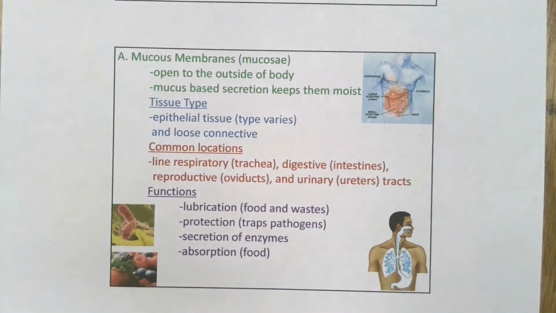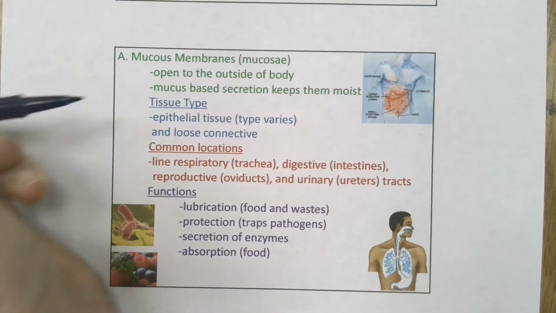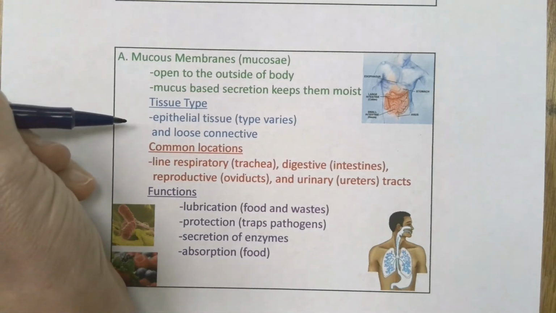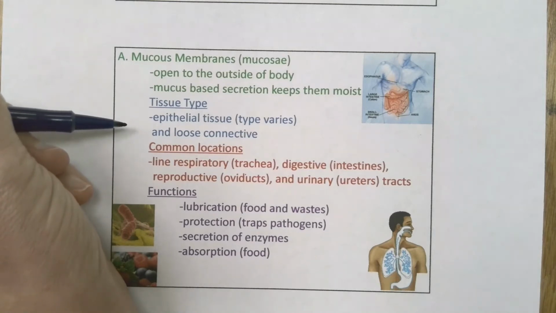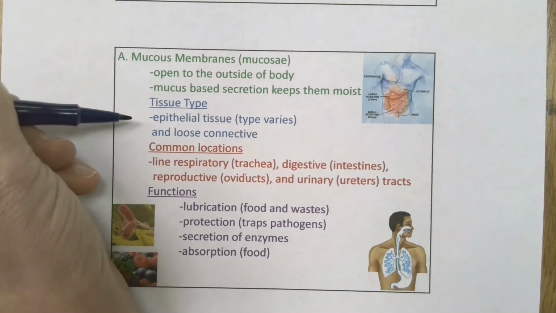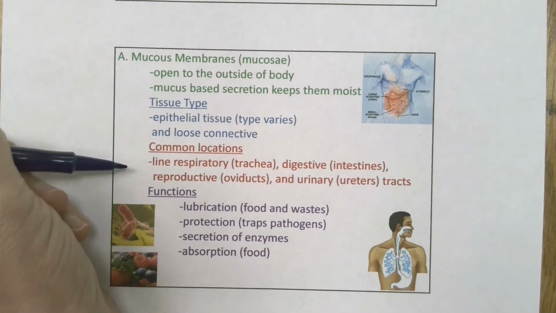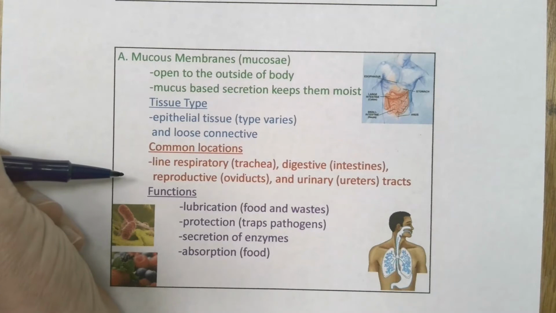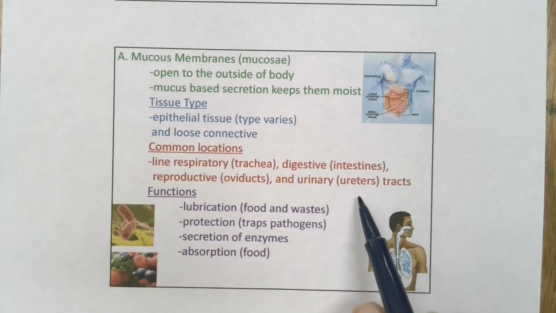It's thick, it's viscous, and it's going to be a secretion to retain moisture. Mucous membranes are composed of both epithelial tissue and loose connective tissue, or that areolar loose connective tissue. The type of epithelial tissue is going to vary based on location. So these are just a couple of examples. Lining the respiratory tract, the digestive tract, the reproductive tract, and the urinary tract. And then you've got just some specific organs listed there as examples within each of those tracts.